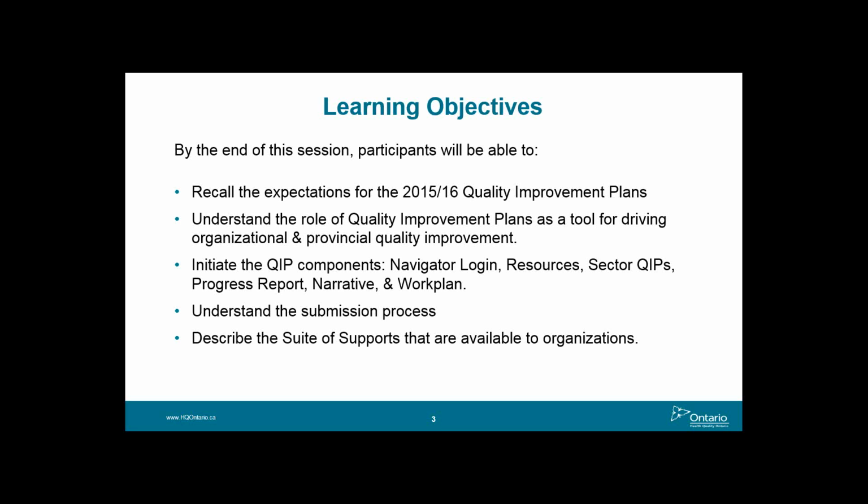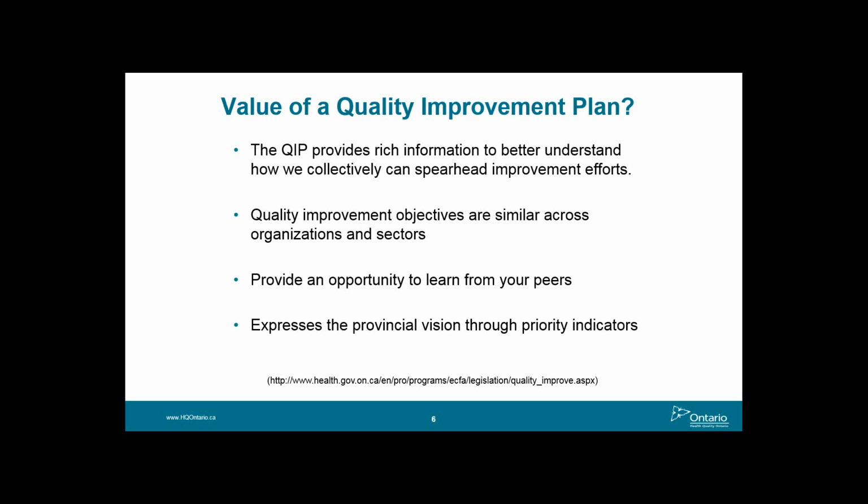The quality improvement plan provides an opportunity to share with your peers and to learn with your peers so that we can understand what's working and what's not in making improvements, and to be able to share novel ideas and novel experiences. And it expresses the provincial vision through which priority indicators are able to help us to move the system forward.